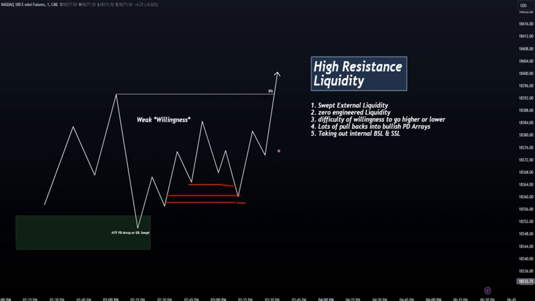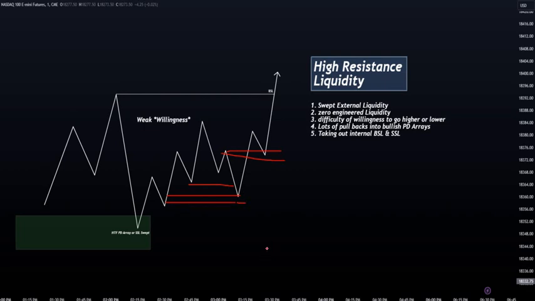Price might retrace into this bullish breaker. Price might just retrace into an order block. Whatever. But when price is consistently retracing into bullish PDRAs, that could be a possibility that price is going to have high resistance liquidity.